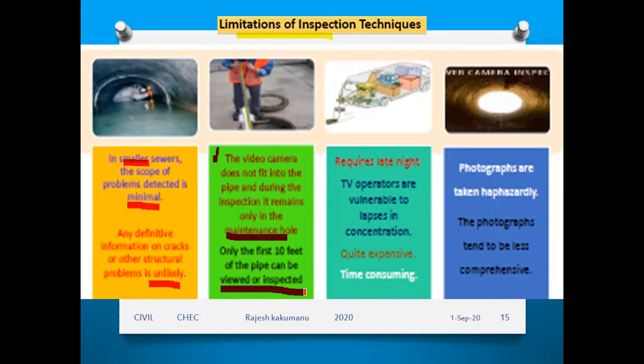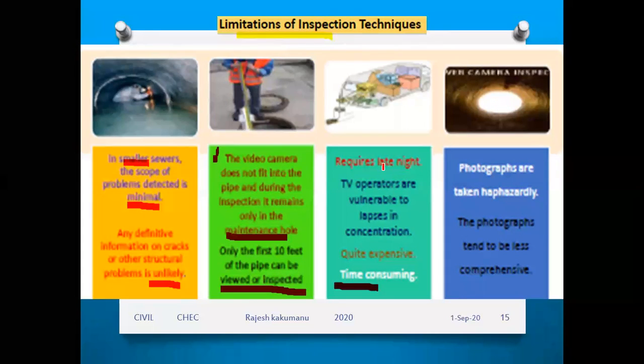Next, requires, okay, the TV operators are vulnerable to lapses in connection, quite expensive, time consuming. So ఇక్కడ ఏం జరుగుతుంది? So whenever you are going for the inspection, the other method of inspection is TV operators are vulnerable, బాగా సమృద్ధిగా is there for concentrating this type of system. So requires late nights. So late nights lo manaki they should not go for inspection, that there is a limit.